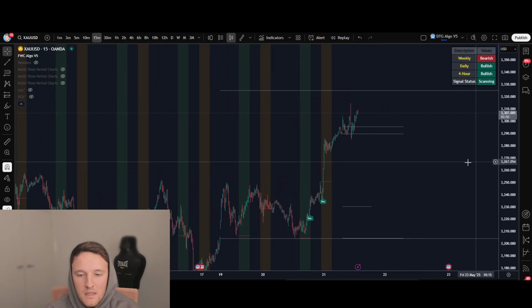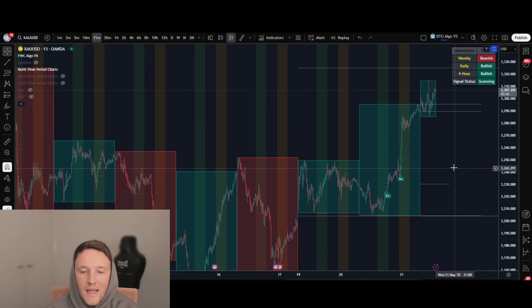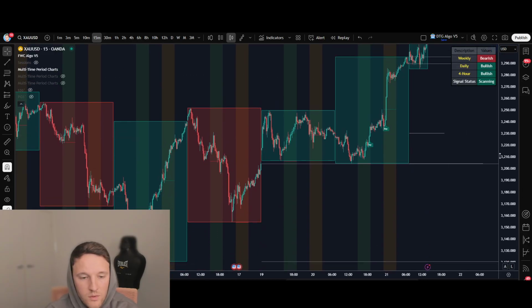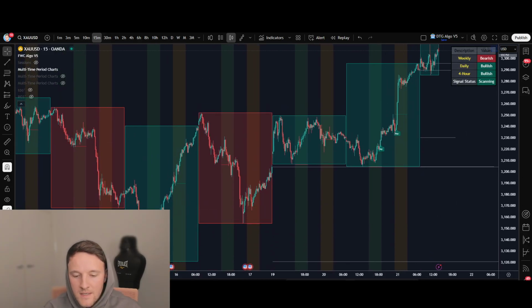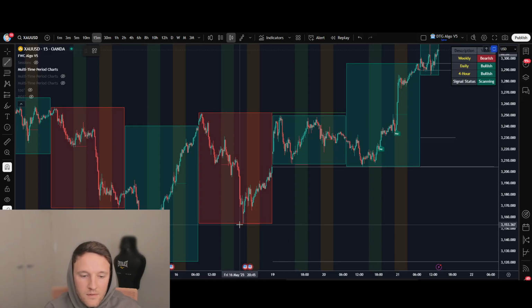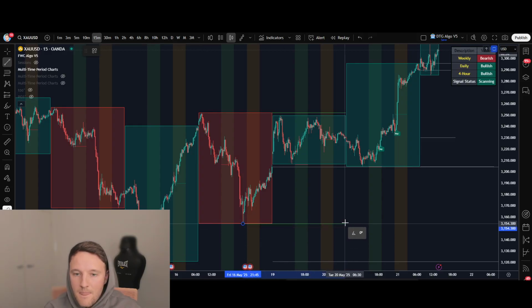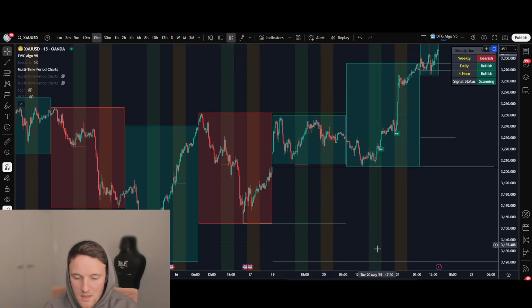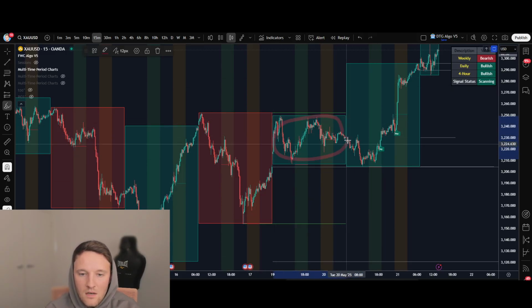Now, if you guys know me and you've watched me on social media, you will know that I like inside bar candles, right? For those of you who don't know what an inside bar candle is, it's basically when a candle doesn't break the highs or the lows of the previous candle, right? And in this instance, this daily candle did not break the previous daily candle lows or highs, right? So this daily candle right here would become an inside bar candle.